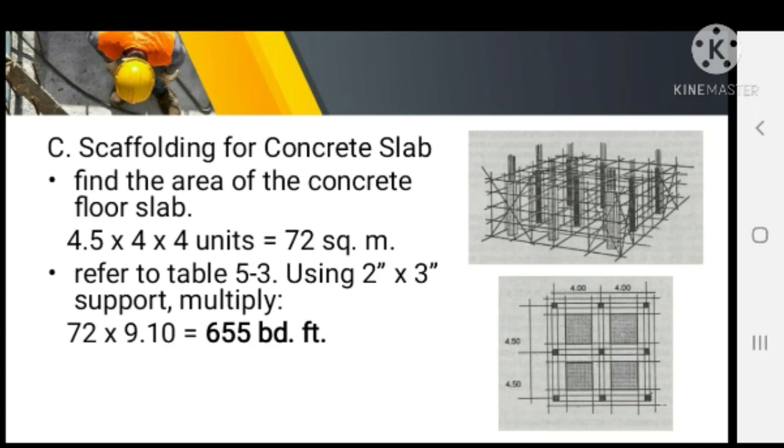For the scaffolding for concrete slab, we need to find the area of the concrete slab. As shown in the figure, we have 4 slabs all in all, with a length and a width of 4 and 4.5 meter. So we only need to multiply all of the values: 4.5 times 4, and there are 4 units, times 4 is equal to 72 square meter. So by referring to table 5-3, using 2 inch by 3 inch support, we need to multiply 72 by 9.10. So we have 655 board feet.